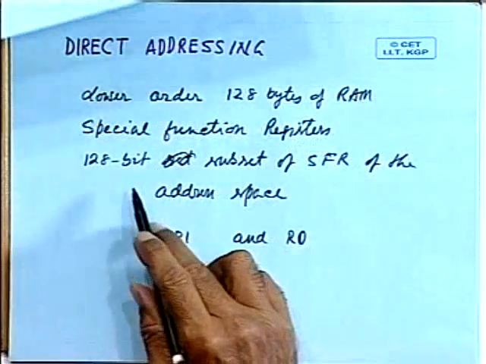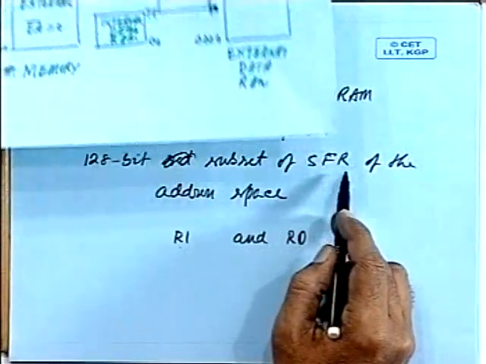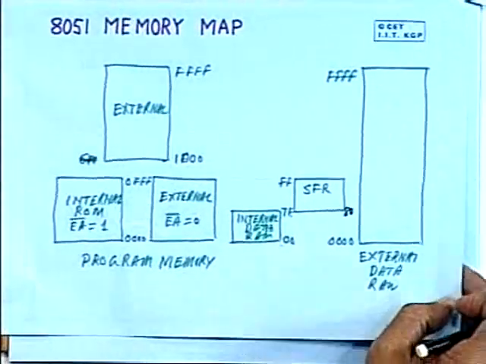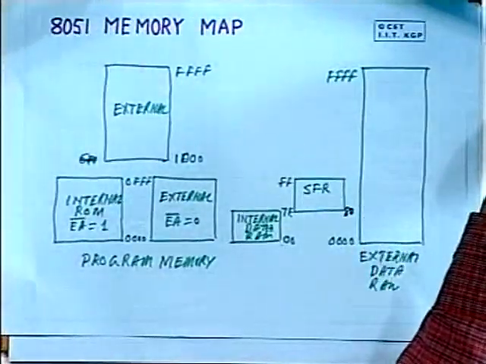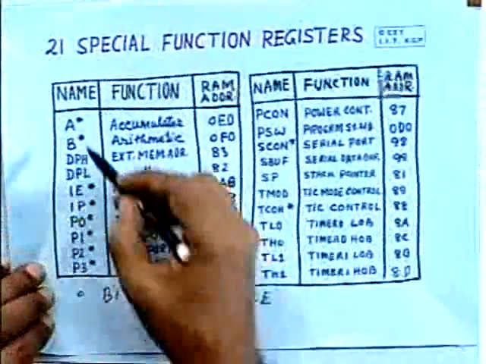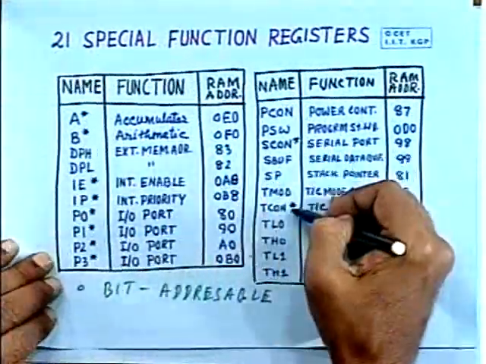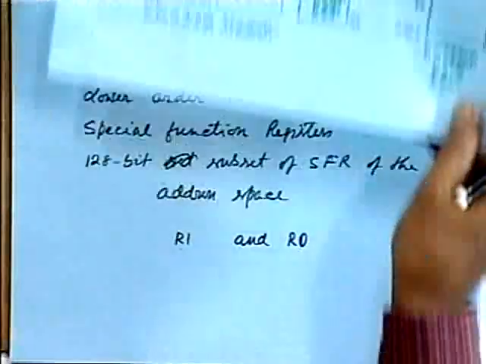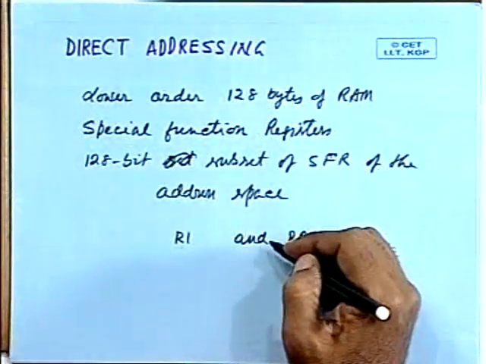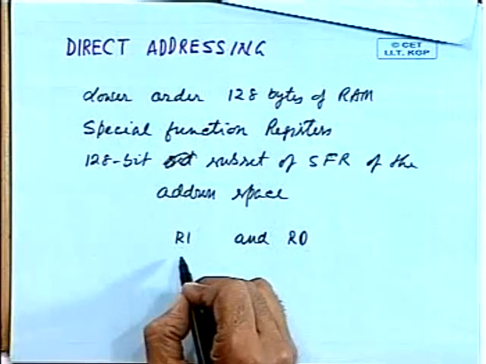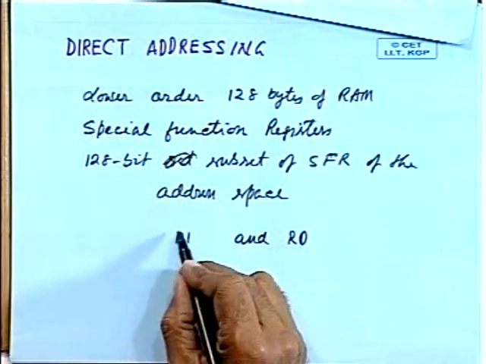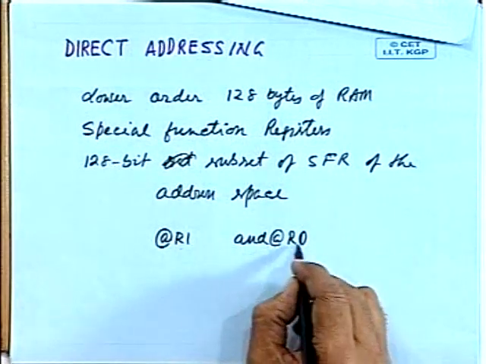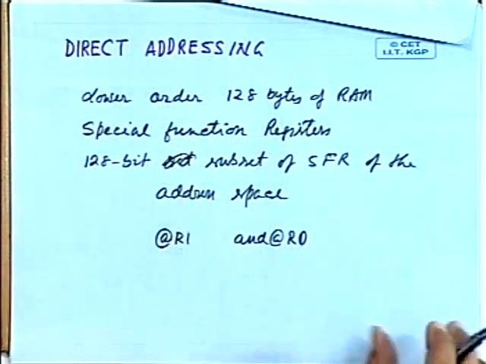And also the 128-bit subset of the special function registers: we have seen that some of the special function registers are available in terms of bits. These registers are also accessed for bit manipulation instructions by using direct addressing. So direct addressing is performed with the help of these two registers, and usually this symbol is used whenever these two are used for direct addressing. Okay.